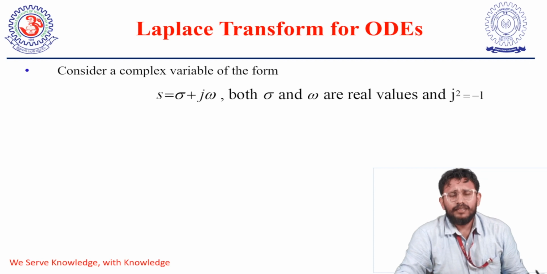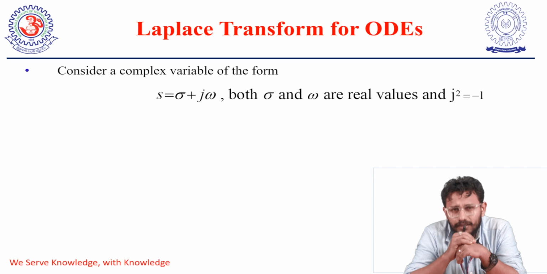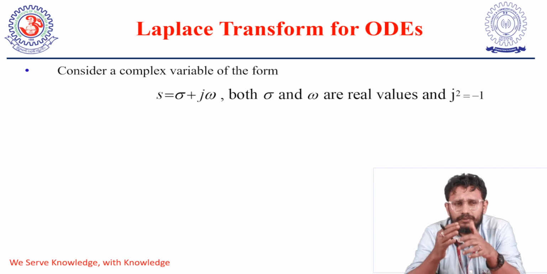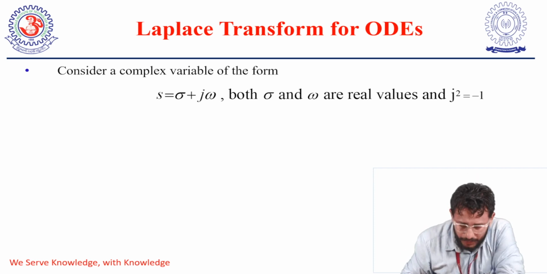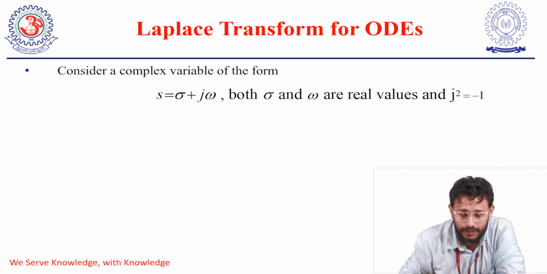Now, basic introduction about a Laplace transform. So we will assume that we take a complex variable named S, wherein S can be written as sigma plus j omega, where both sigma and omega are real values. We know that this term j is technically i in mathematics, but in our domain we generally use i for defining current, so we choose the letter j, and j squared is equal to -1.